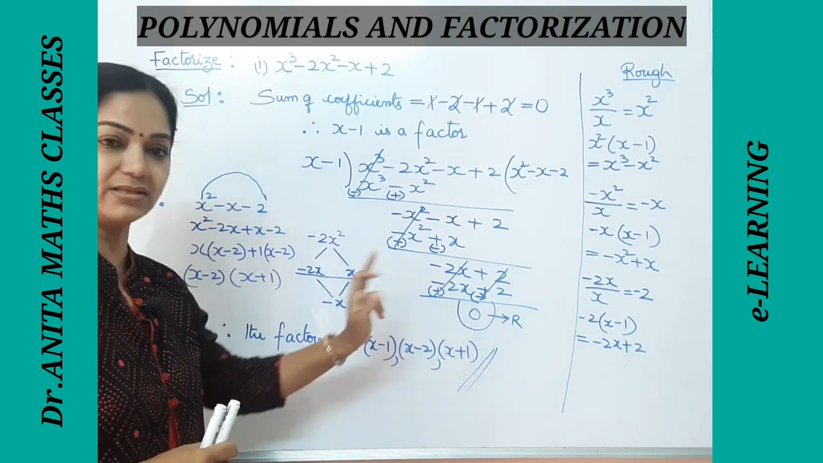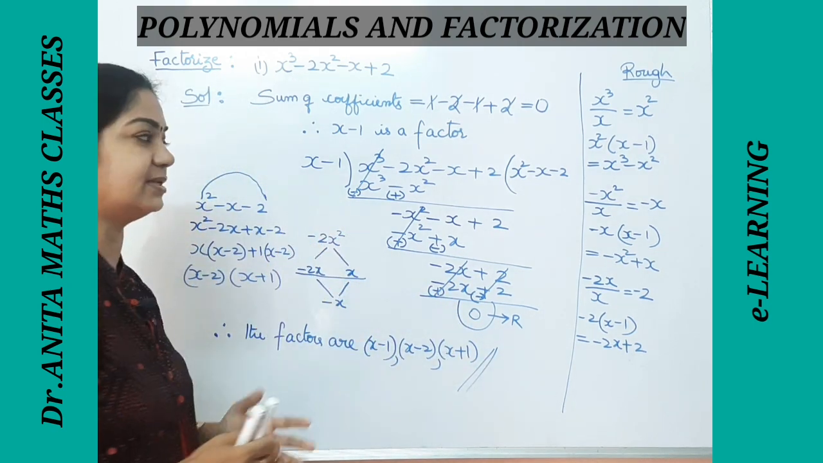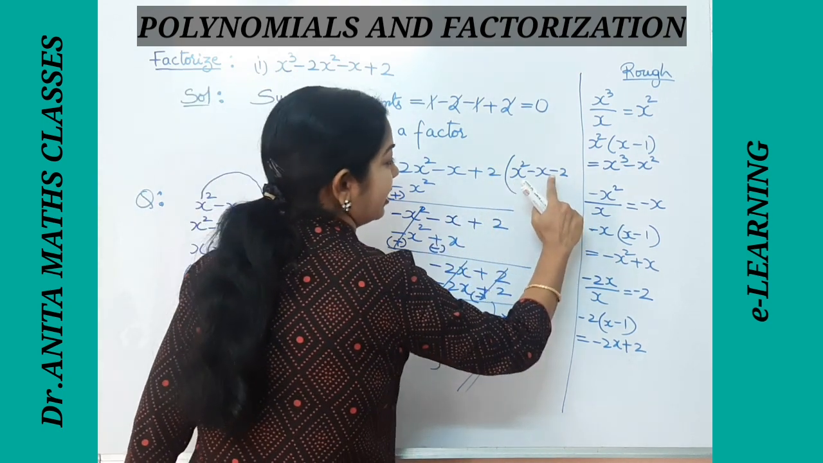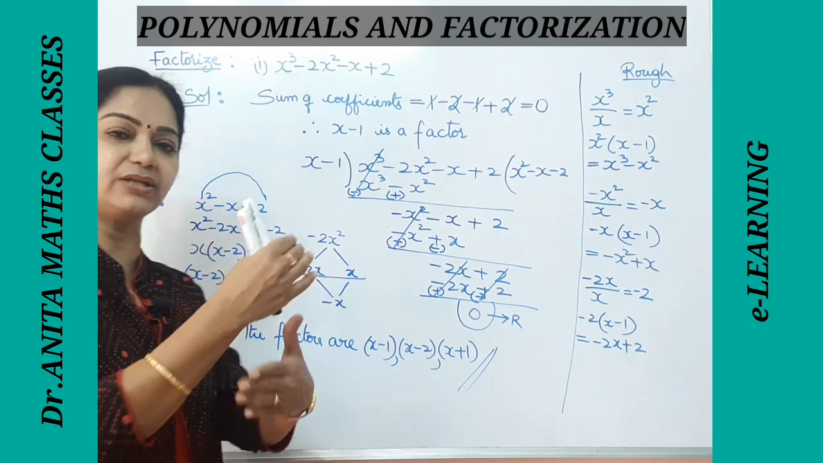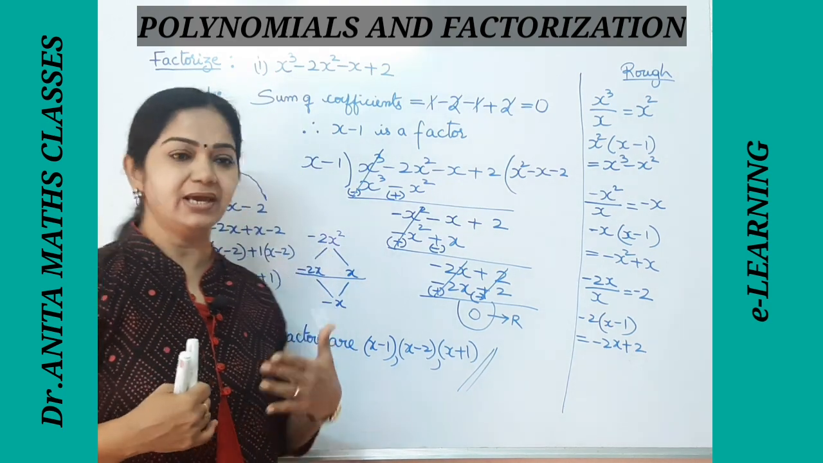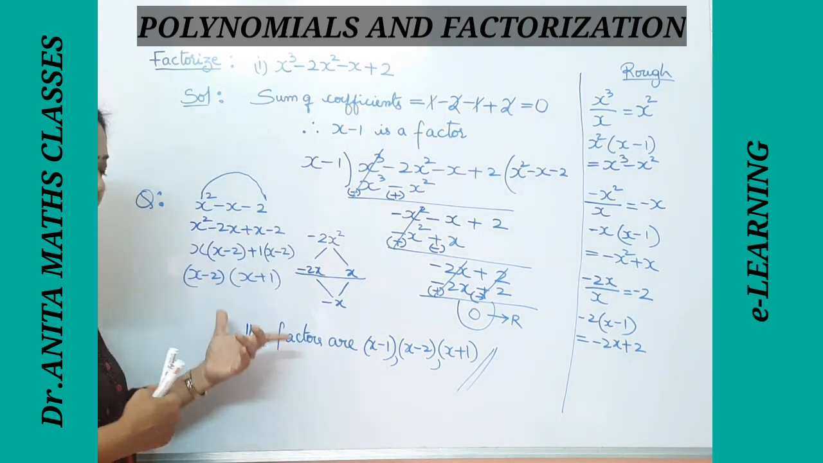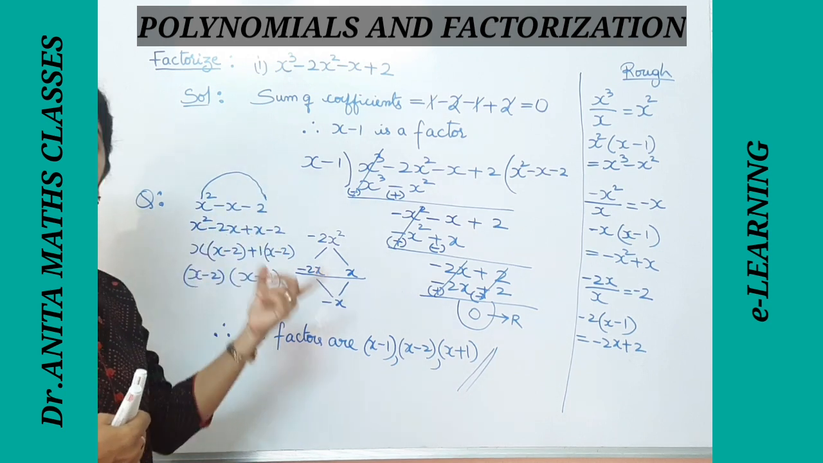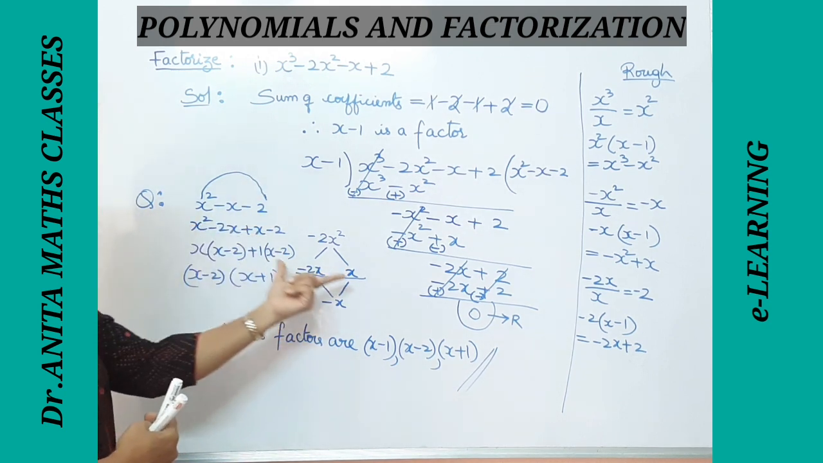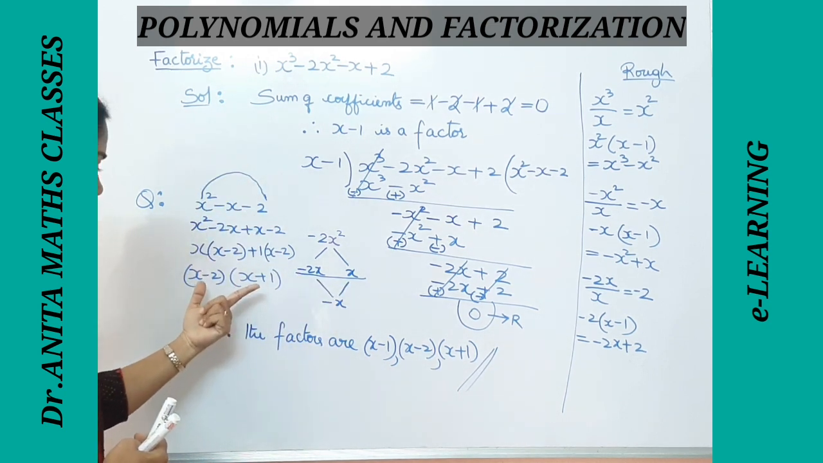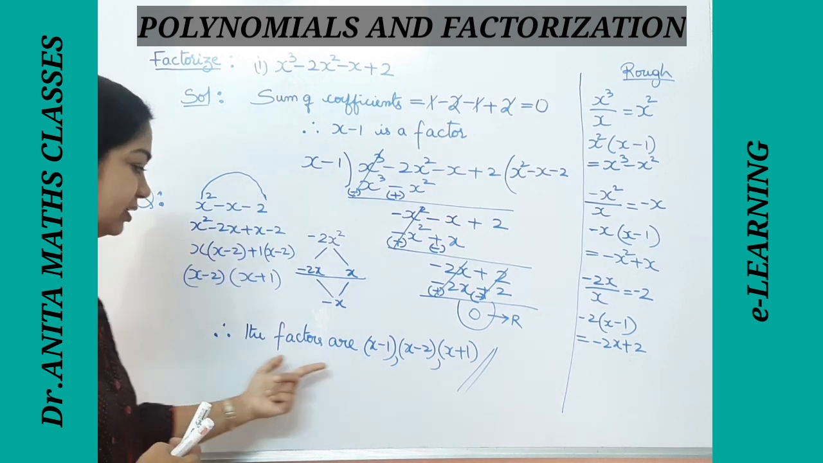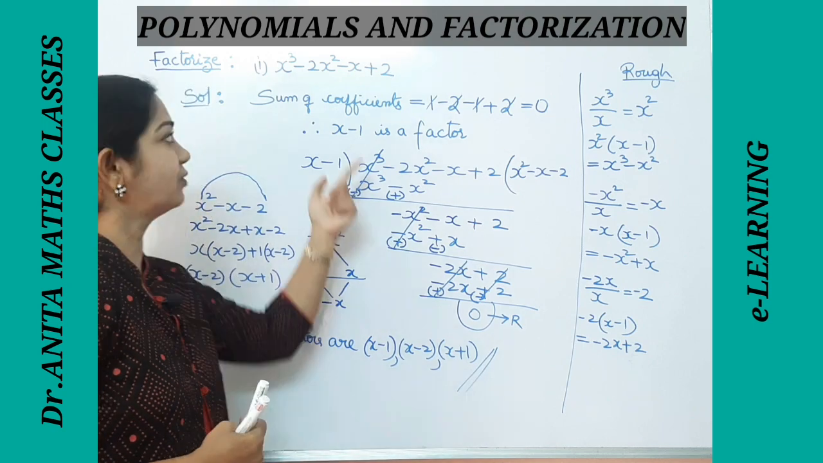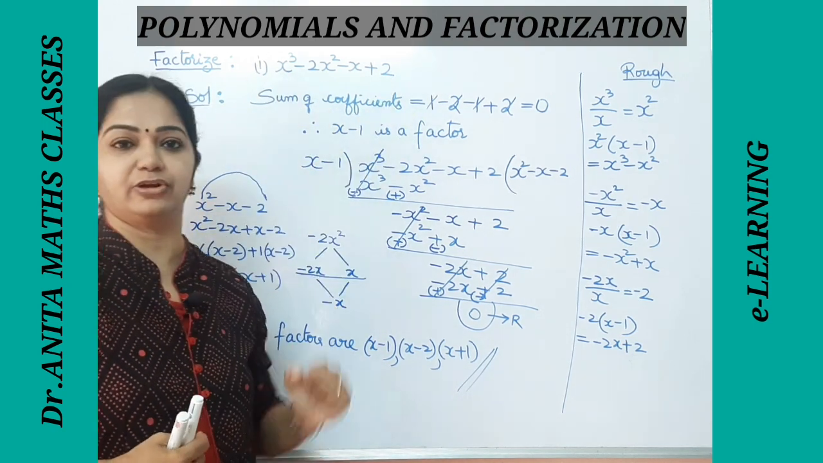Now, if the remainder is 0, that means it is exactly divisible. That means this is a coefficient. Since this quotient is a quadratic equation, we need to further split it into the factors. How do we split it? By splitting the middle term, taking the factors. Now after splitting, you get two more factors. These two more factors and this factor, all three are the factors of this cubic polynomial.